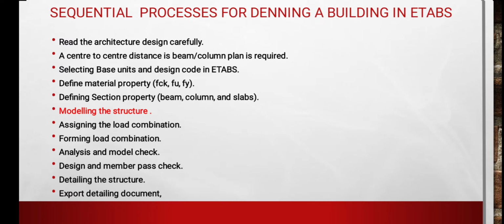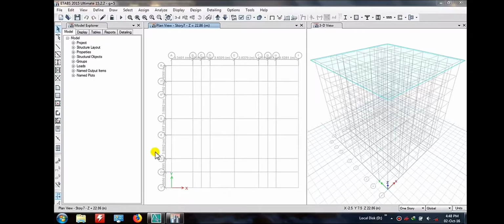Now next what we have to do? Next we have to model our building. So it is just similar. We are going to construct our building, we are going to construct our beams and columns here. So let us define the beam and column.